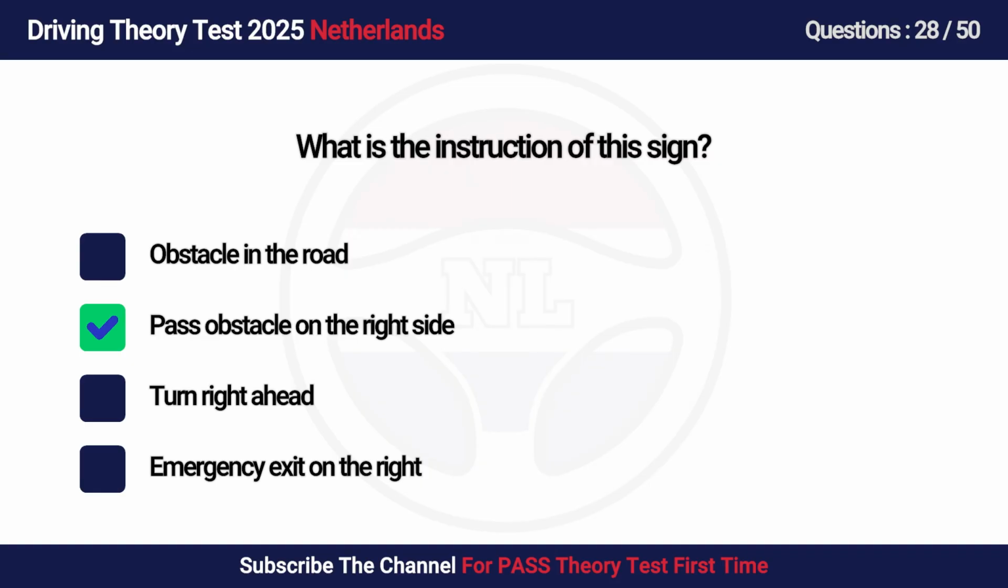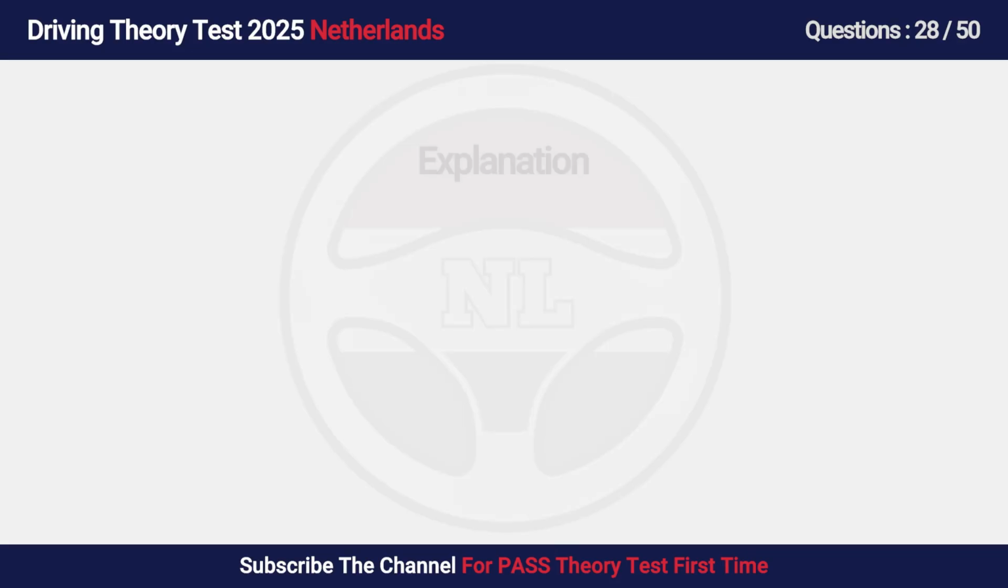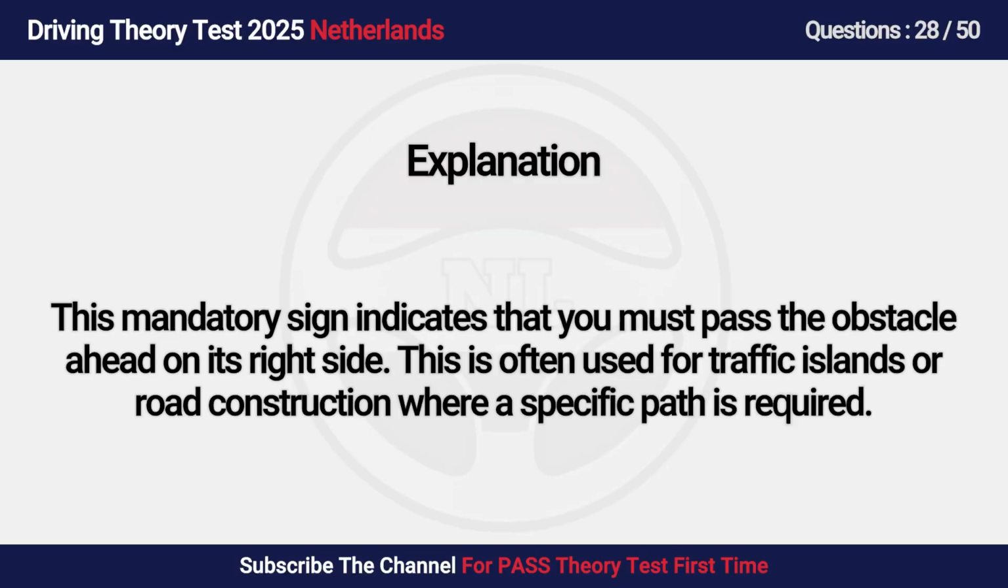Answer is B. Pass obstacle on the right side. This mandatory sign indicates that you must pass the obstacle ahead on its right side. This is often used for traffic islands or road construction where a specific path is required.